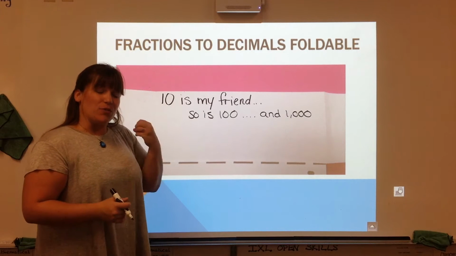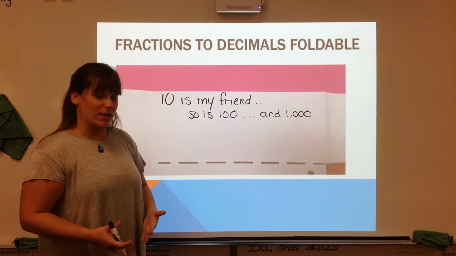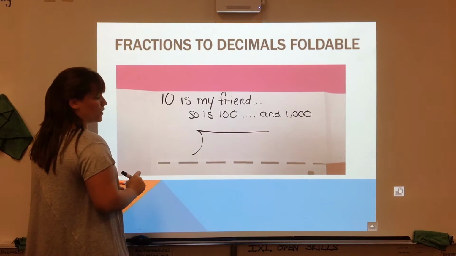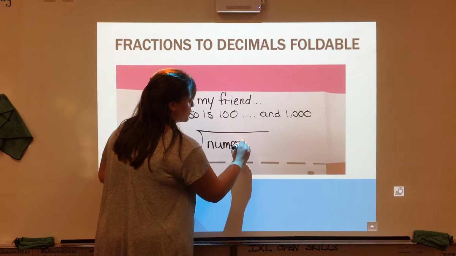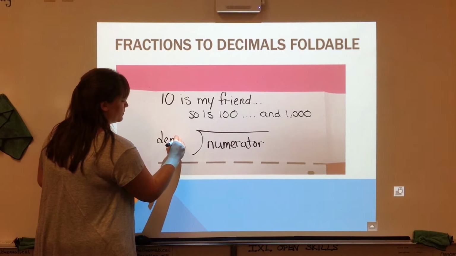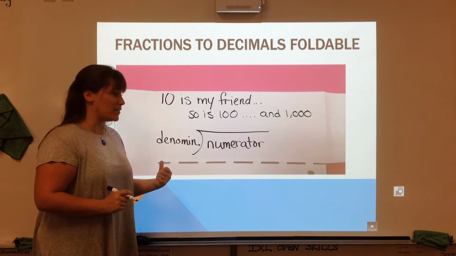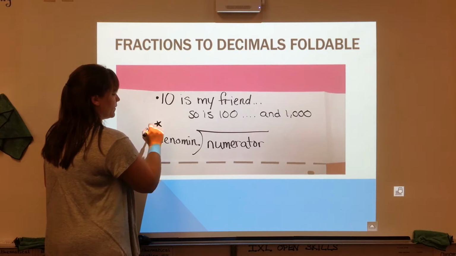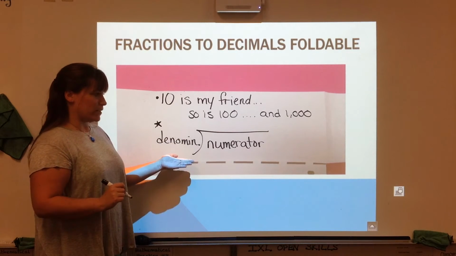When you can't get a fraction into a 10, 100, or 1,000 in the denominator, you're going to have to divide. So you're going to draw a division symbol to remind yourself that you're going to take the fraction and put the numerator as your dividend, and your denominator, I ran out of room, the abbreviation, is going to be your divisor. So those are the 2 things you need to remember when you're converting. You want to try to get the denominator to be a 10, 100, or 1,000. If you can't, you have to divide.